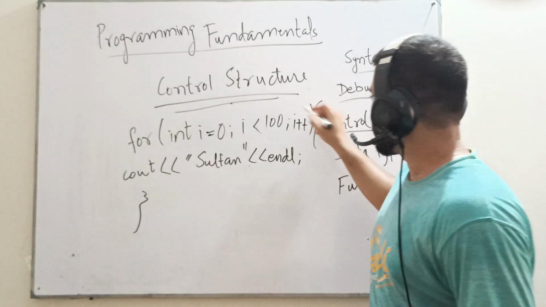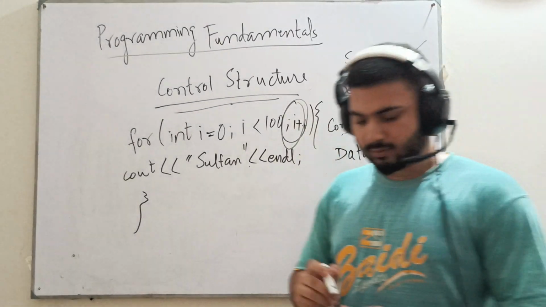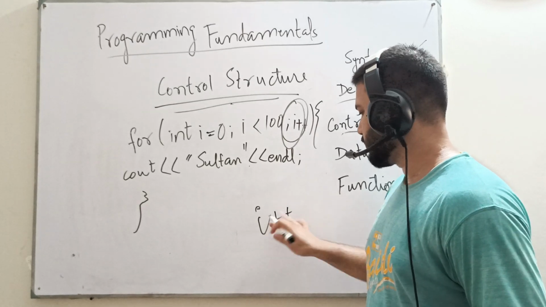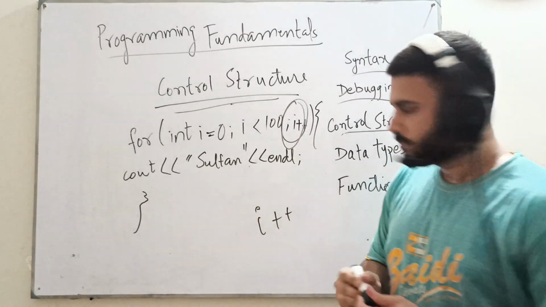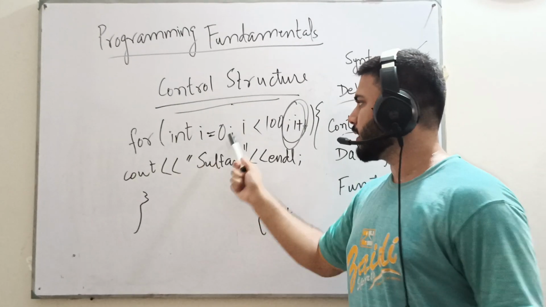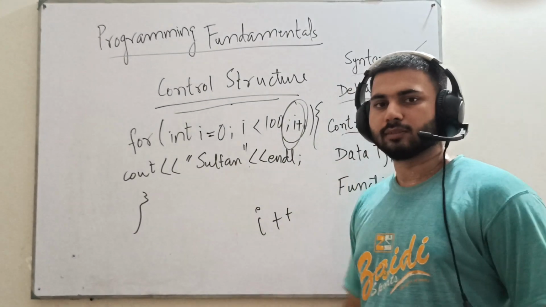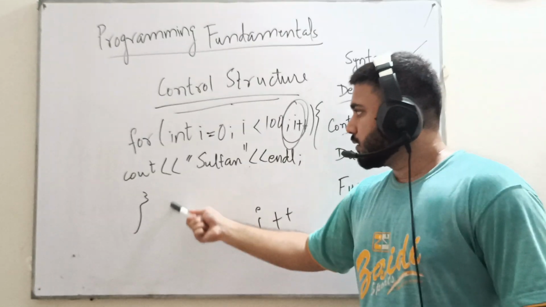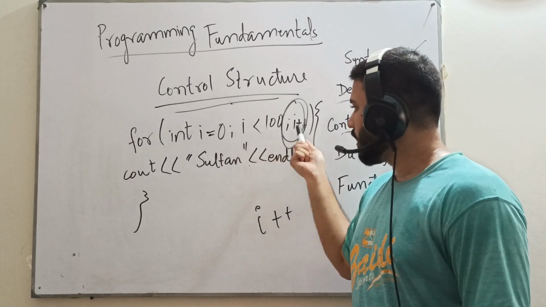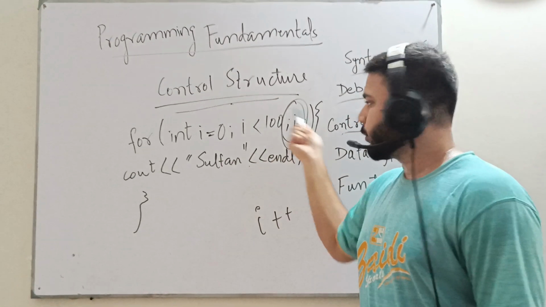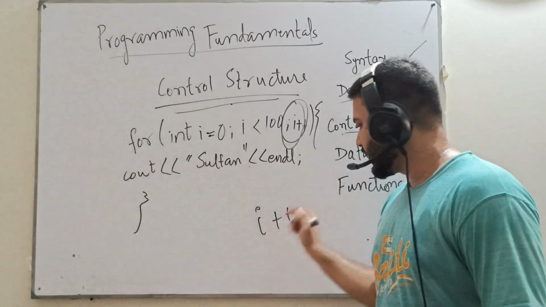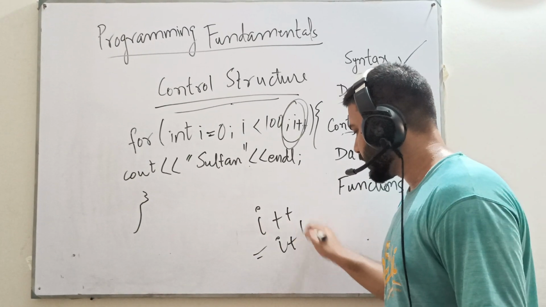The last condition, this i plus plus. What do you mean? First time this loop will run, check the condition. i is less than 100. Then i plus plus. So you keep on incrementing, increasing by 1. i plus plus is equal to i plus 1.